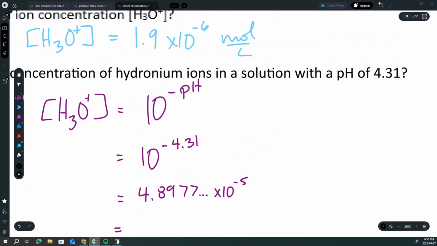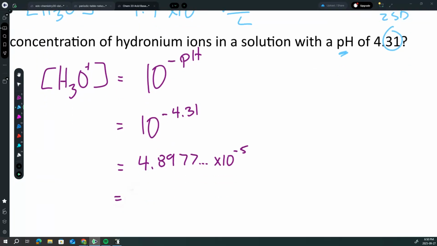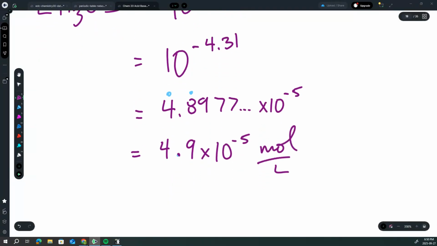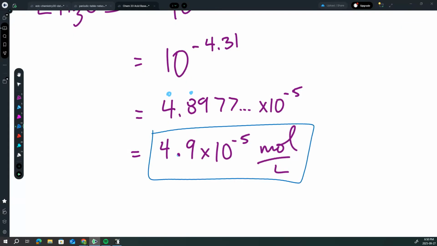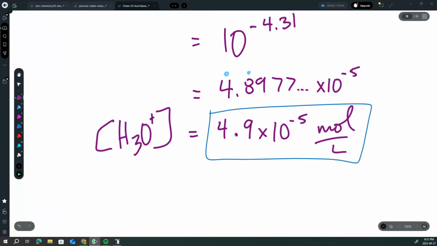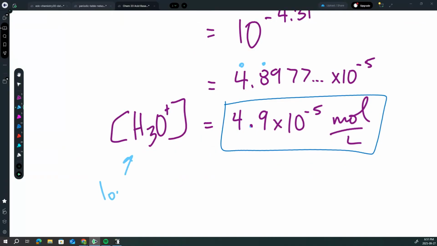For sig digs here, we have 2 sig digs because this is pH, so we look after the point. This is concentration, so we have to look at the whole number. So 1, 2, so 4.9. Oh, I should write this in a different color. 4.9 times 10 to the negative 5. And then for concentration, you have to put your units. I'm just going to add in hydronium concentration. Again, reminder, look at the whole number for sig digs.